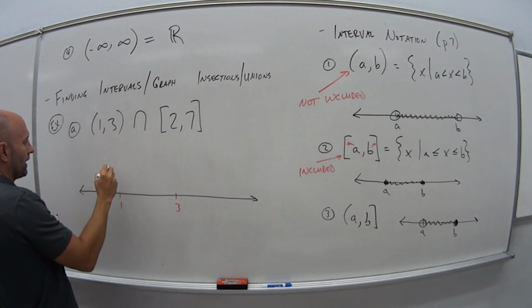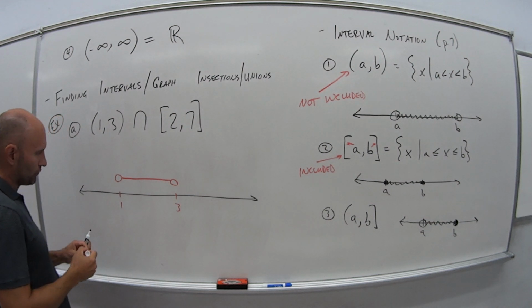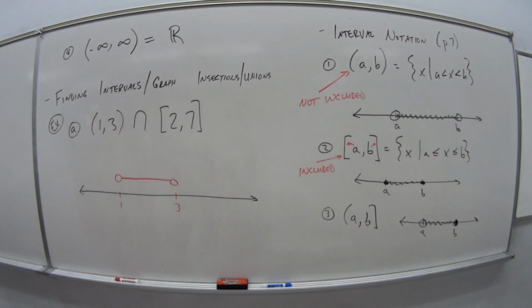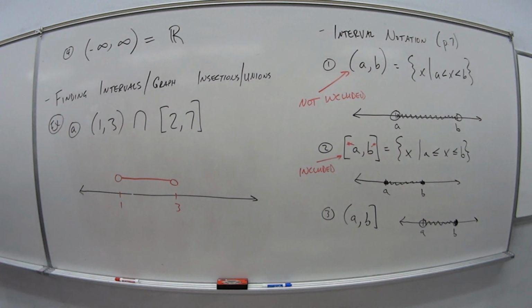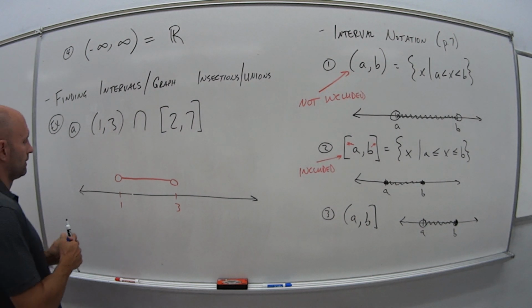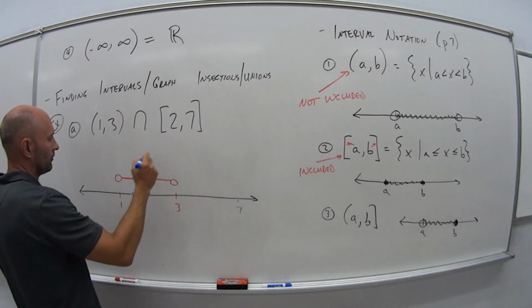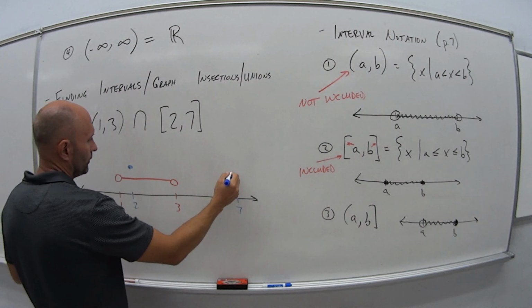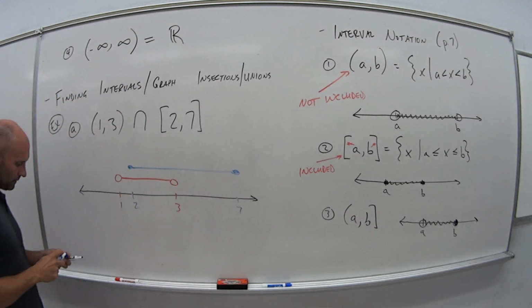It's an open interval, so that means it gets an open circle at 1 and at 3, and it's everything in between. The second one is a closed interval from 2, no, that don't work, sorry. So a closed interval from 2 up to 7. So because it's closed, it's what? Filled in circle, and then everything in between.